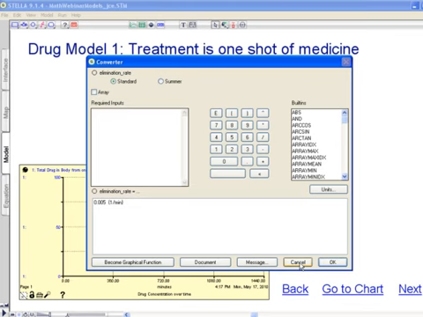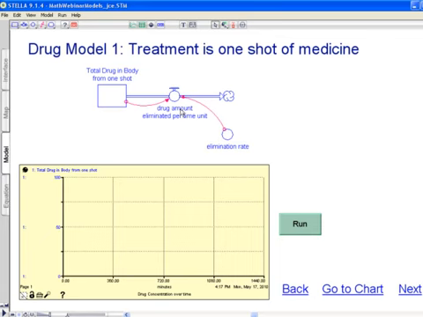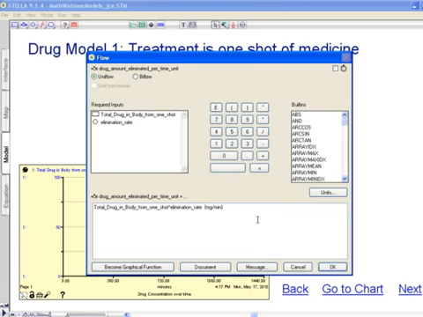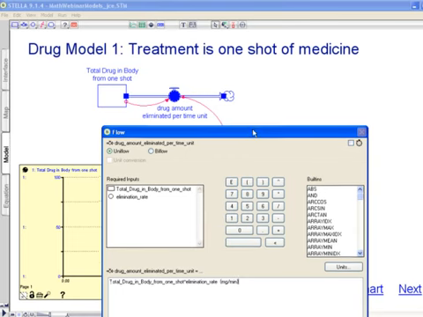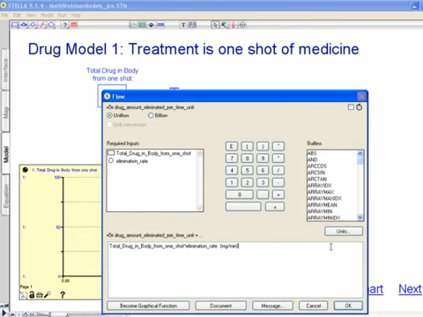For the elimination rate, it's important to look at the outflow. Because of the two connections there, the outflow depends both on the stock amount and on the elimination amount. And so in the required inputs, when you double-click on the flow to define it, you will see that required inputs actually show you that you must use those two items in the definition. So the definition for how much flows out each minute is total drug in the body times elimination rate. Okay, so we see how to set up the model.